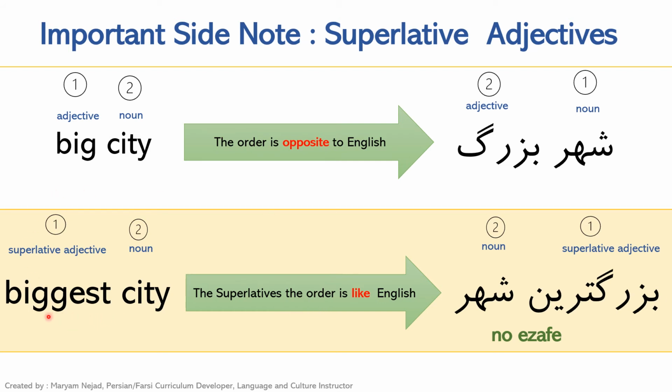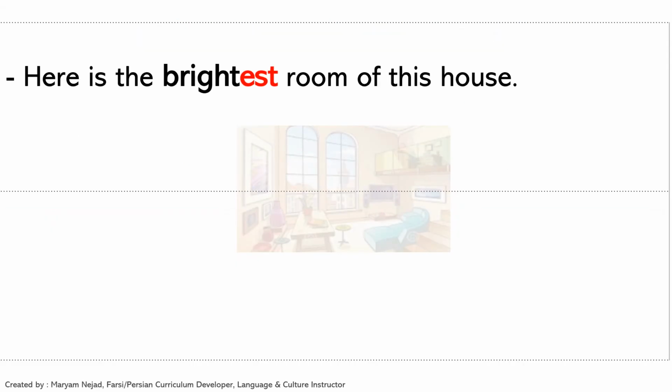So here we have an example. We want to say biggest city. So as you can see, first in English comes the superlative, then the noun. So this also in Farsi is بزرگترین شهر. So first we have the superlative adjective and then the noun. And then no ezafe. Students have the tendency to flip this and say something like شهر first and then بزرگترین, and then they connect it with ezafe because of what they have learned so far out of habit. But no, just remember this as an exception, that this is exactly the order, like English, and we do not add ezafe.